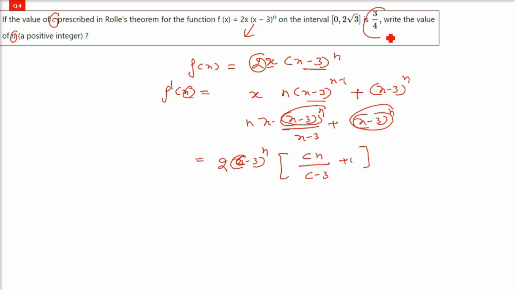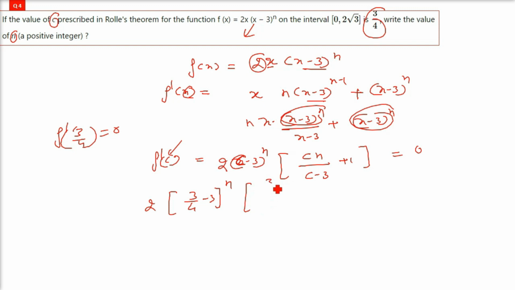This has to be equated, this f dash at 3 by 4, because c is nothing but 3 by 4. So this is nothing but f dash of 3 by 4, putting the 3 by 4 value, and this is equal to 0. So twice of (c minus 3), c is 3 by 4, raise n. Here also you have to replace everywhere wherever you find c as 3 by 4, it is already given in the question. So 3 by 4 n divided by (3 by 4 minus 3), this is (3 minus 12) by 4, that is negative 9 by 4. It's negative 9 by 4 plus 1 is equal to 0.